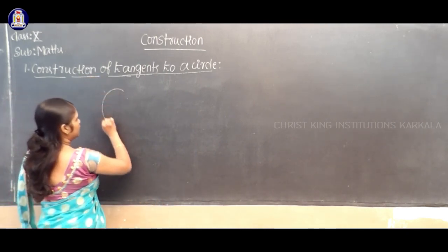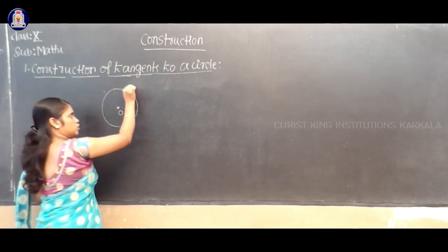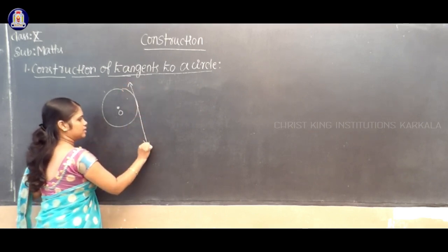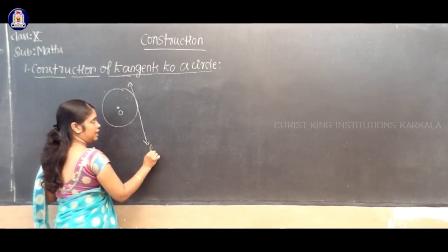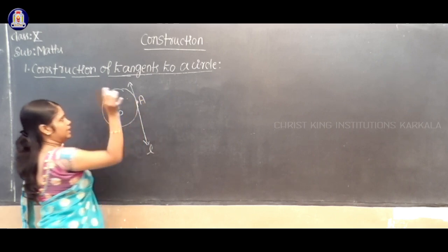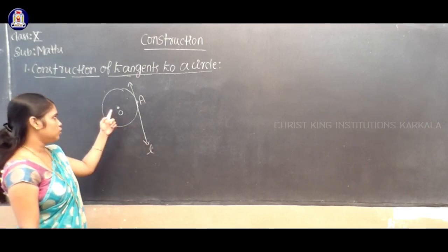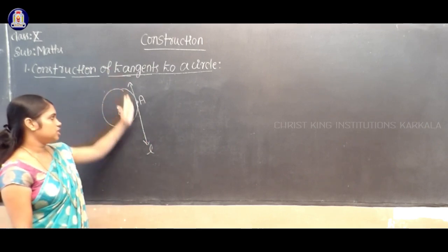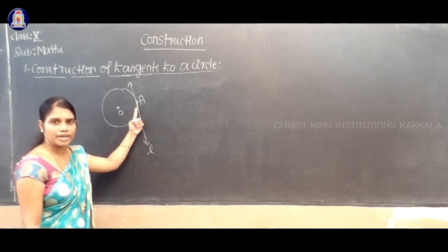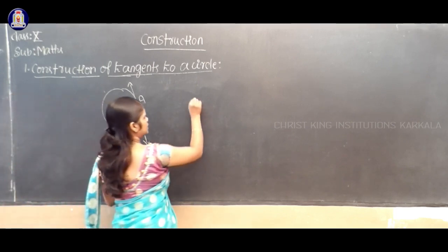For example, consider a circle with center O. If I draw a line like this, I'll mark this straight line as L, which touches the circle at exactly one point, which I'll mark as A. Now this straight line L is called a tangent to this circle. A tangent is nothing but a straight line which touches the circle exactly at one point. Now I'll consider one circle.